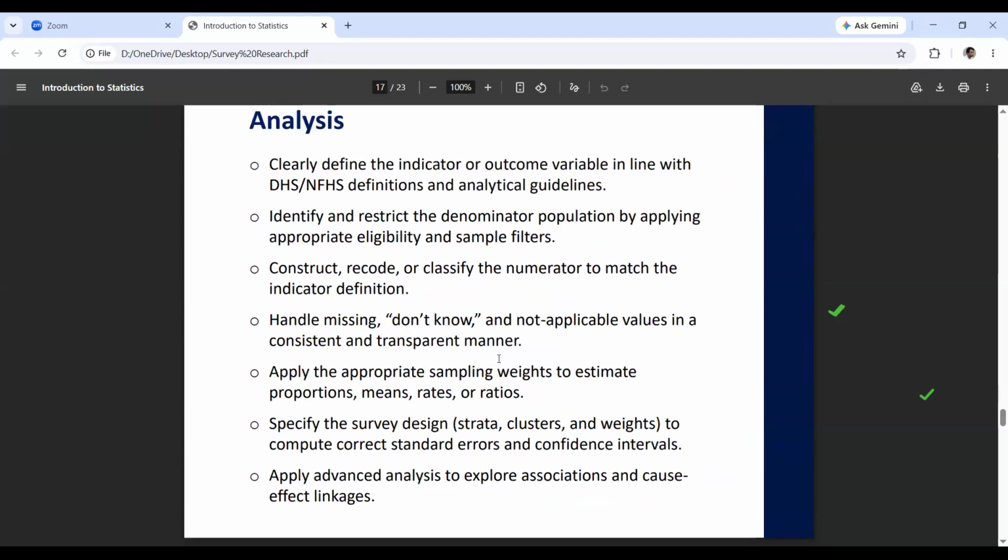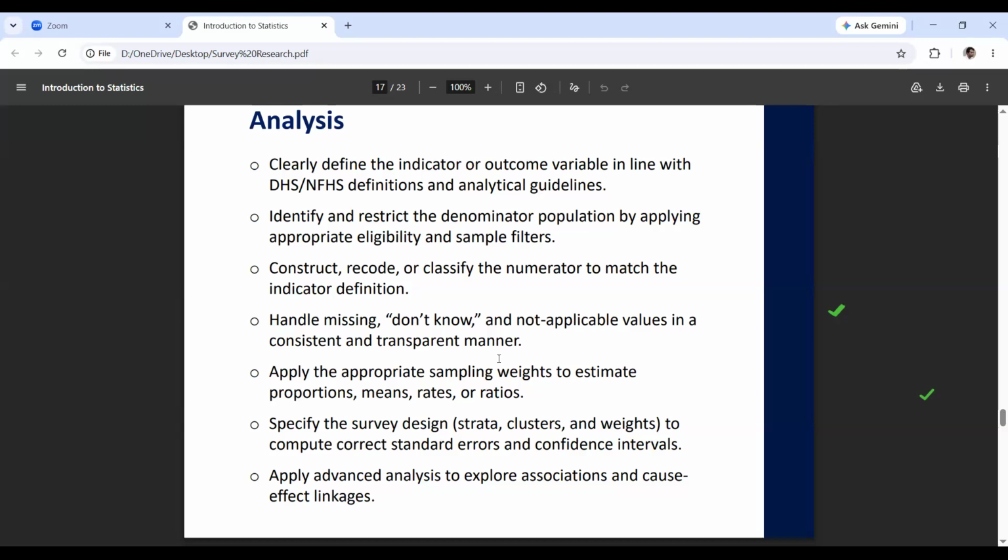Now coming to the analysis part, once you have collected data, you need to do the analysis. There are some steps, let me briefly explain them. So clearly define the indicator or outcome variable in line with, I have explained this in terms of NFHS, DHS. So you can replace DHS, NFHS with any survey. Clearly define the indicator or outcome variable in line with survey definition and analytical guidelines.